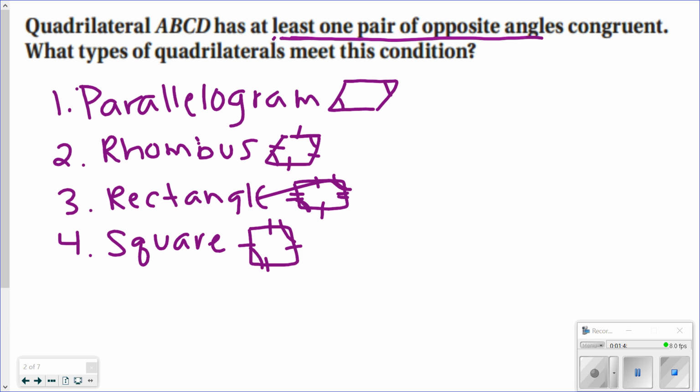There is one more quadrilateral that has at least one pair of opposite angles that are congruent. Can you think of that one? And the answer is a kite. So if I sketch out a kite, I know that these opposite angles here are congruent.